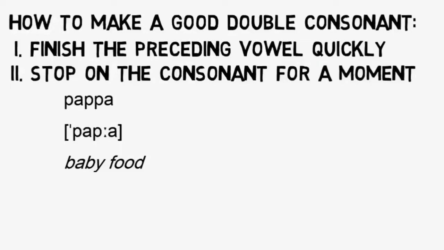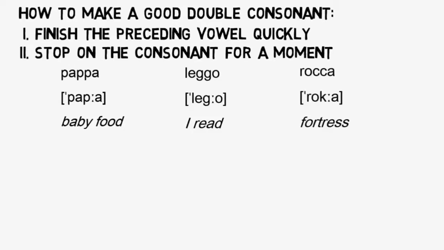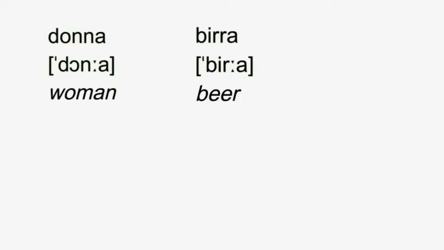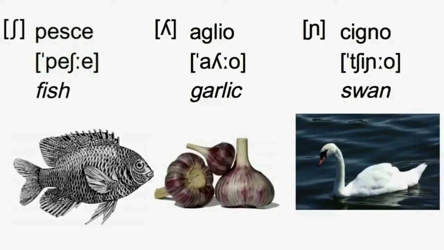For many consonants, this means there's going to be a silent moment in the middle of your word. You have pappa, leggo, and rocca. And for some other consonants, it means you're going to be sitting there humming or trilling or whatevering for a moment, as in donna, birra, and pesce. You'll notice in this last example that you don't actually see a double consonant in the spelling. For a few of Italian's consonants, notably sh as in pesce, ly as in aio, and gn as in cigno, you'll automatically double those consonants whenever they show up in the middle of a word. For all other consonants, it'll be spelled out explicitly. You'll see the consonant repeated twice.